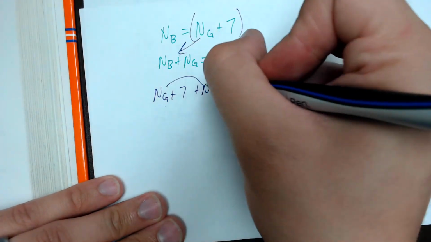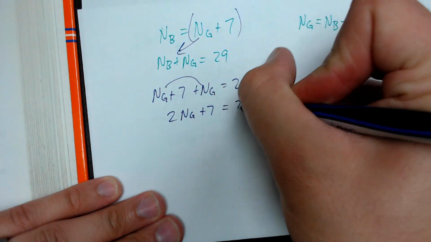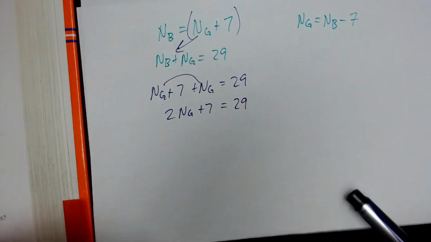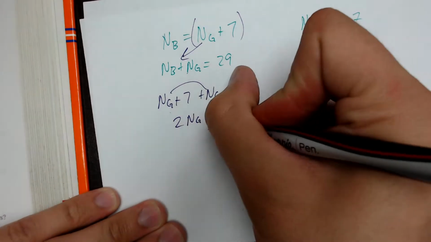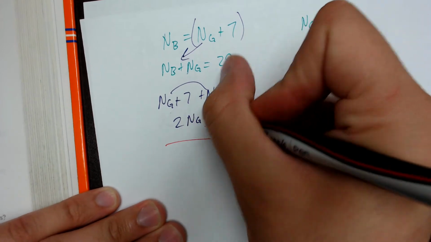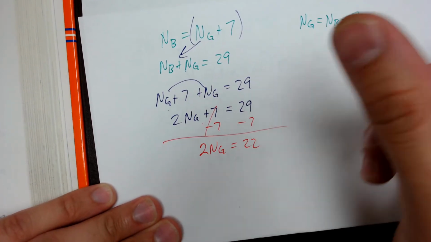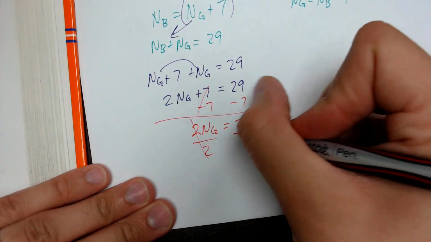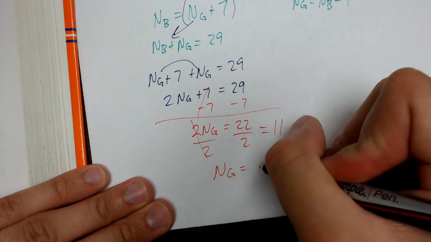I'll rewrite by combining like terms. So 2 times the number of girls plus 7 equals 29. Then I'll start solving my equation. Can subtract 7 from both sides. I get 2 times number of girls is equal to 22. Divide by 2, and I get 11. Number of girls is equal to 11.